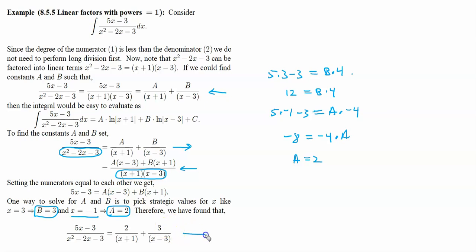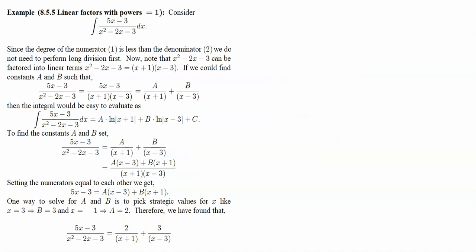So we have found out that 5x minus 3 over x squared minus 2x minus 3 is equal to 2 over x plus 1 plus 3 over x minus 3. And you can double check that if you do the cross multiplication here with these terms, the left-hand side will become the right-hand side. And now we can simply integrate each side, right? This side being very easy to integrate.